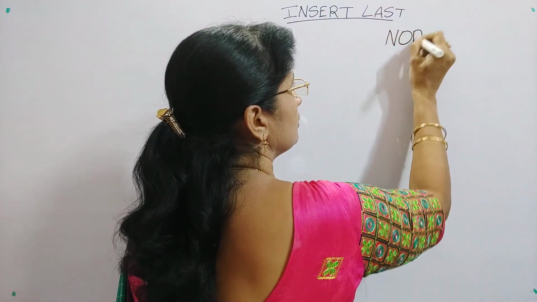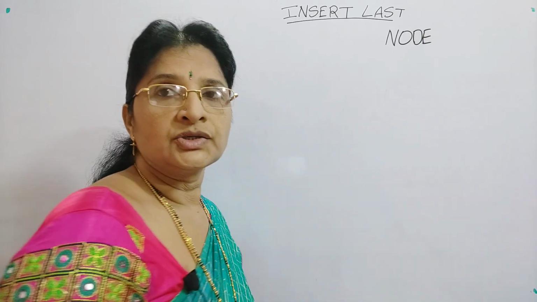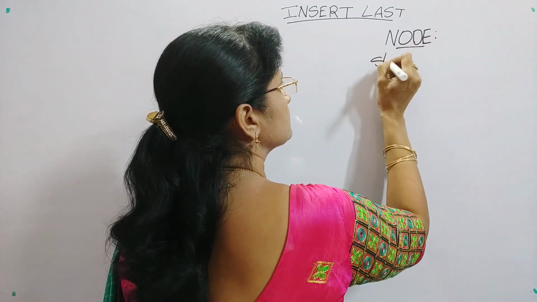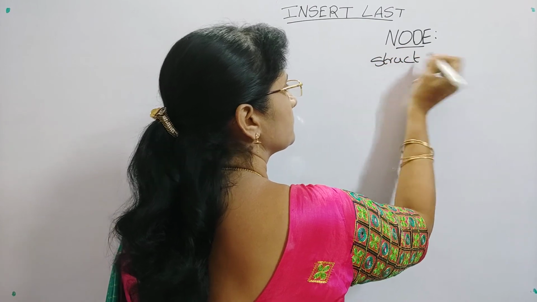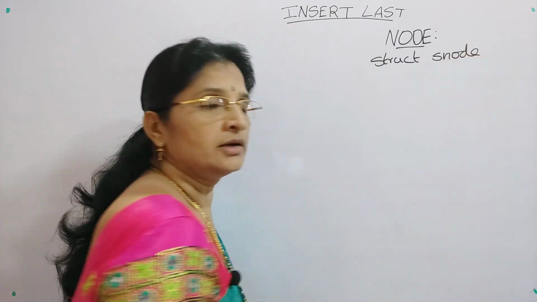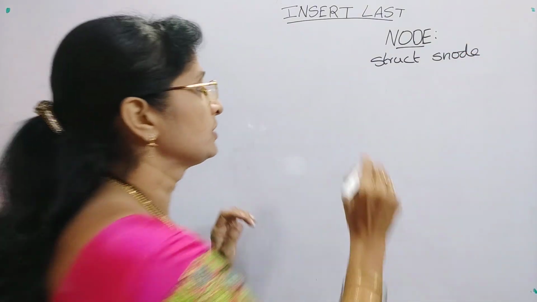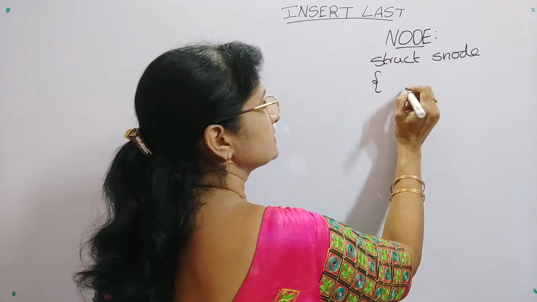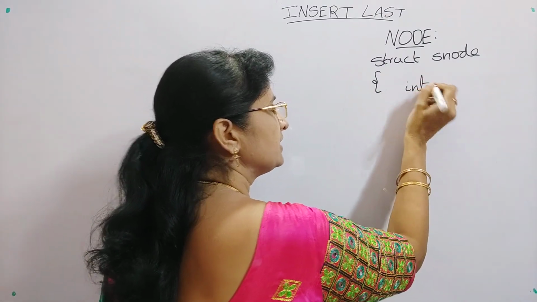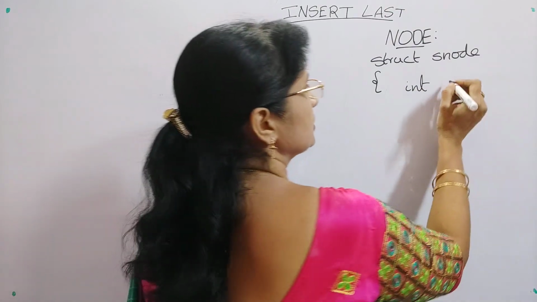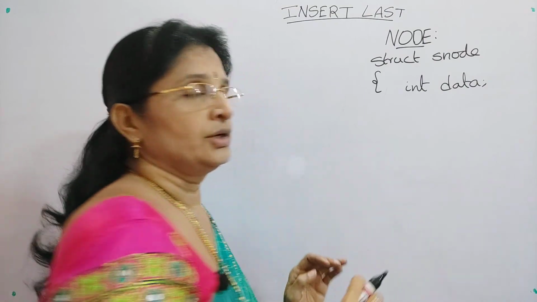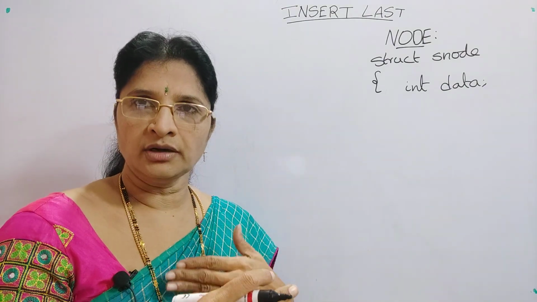So a node is defined by using a structure. How can we define the structure? struct S-node. S-node is the name given for the singly linked list node, and the opening braces. Here we have two parts. One is the data part, and here the data part is of type integer: int data. Next, you should have a pointer to the next node.